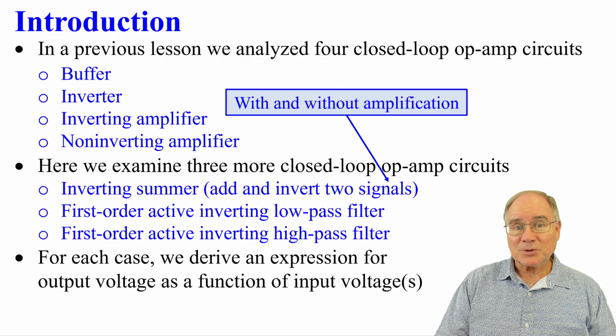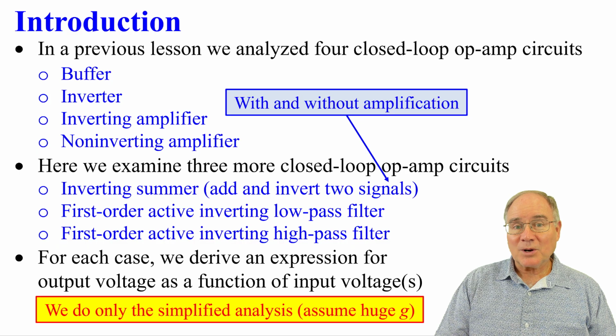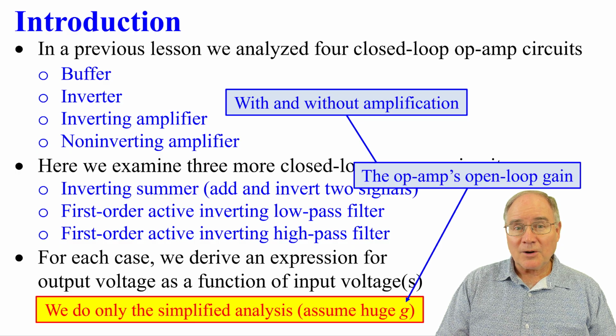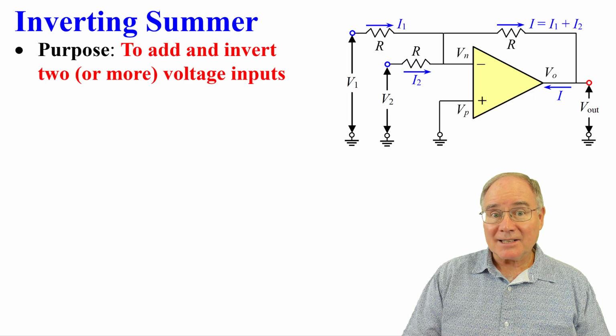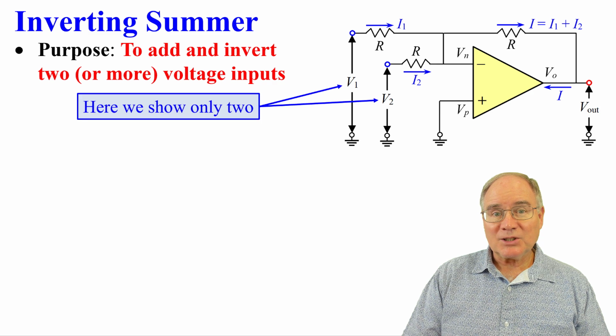For each case, we'll give an expression for output as a function of input, and we do only the simplified analysis here, where we assume a huge G, where you should recall that G is the op-amp's open-loop gain, typically 1,000,000 or more. Let's look first at an inverting summer. Its purpose is to add and invert 2 or more voltage signals. Here we show only 2.